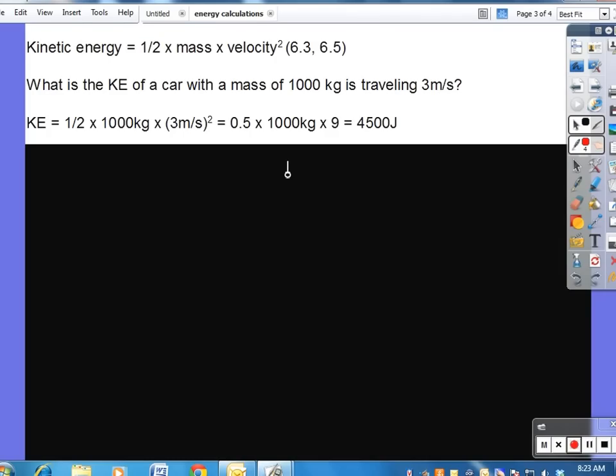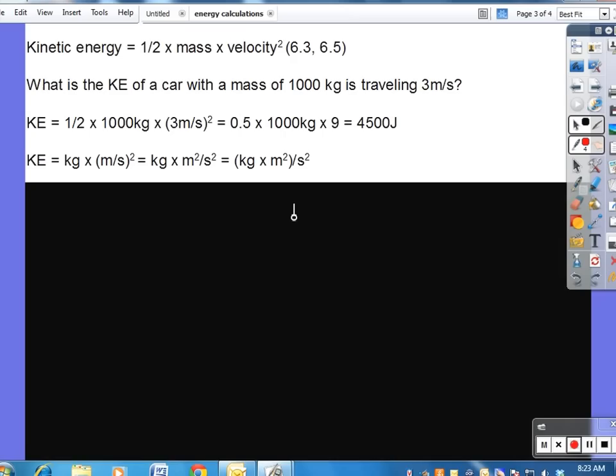So that's essentially 0.5, which is 1/2, times 1,000 kilograms, times 9, which ends up being 4,500 joules. If we want to look at how this unit breaks down, we see it's kilograms from the mass, the 1/2 has no unit, times meters per second, which is squared. So that's kilograms times meters squared over seconds squared. Exactly the same thing we found when we calculated work. So we see that this unit of joules is the same regardless of what we're calculating.